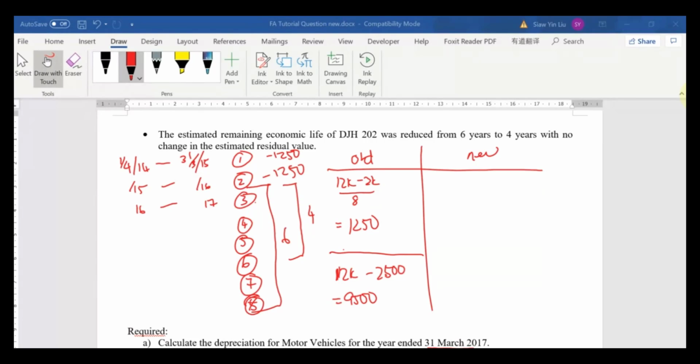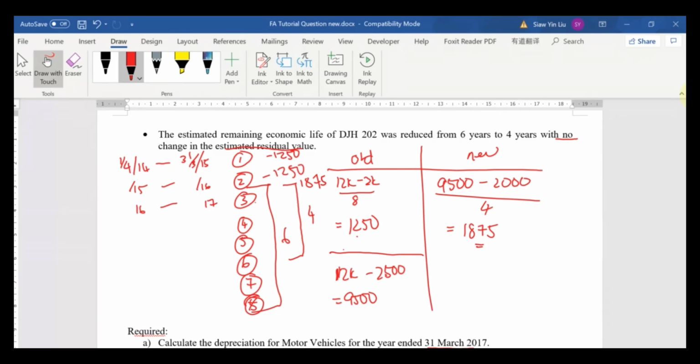Okay, so now if you look at this 9,500, this is your new value. The question says with no changes in estimated residual value, so minus 2,000 is still your residual value, but divided by no longer 6 years, it is 4 years. So every year you will depreciate by a different amount now. So this year you will depreciate 1,875. So instead of depreciating 1,250, now your depreciation for the current year will become 1,875.